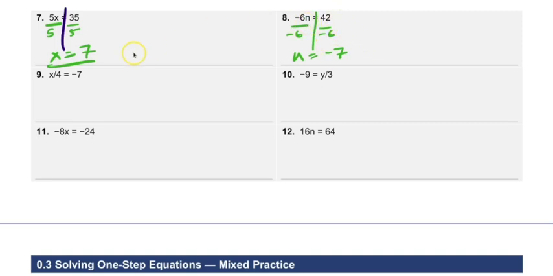That's when you multiply and divide. Over here, I'm actually going to rewrite this to make it look a little nicer. That is x over 4 equals negative 7. So in this case, we're dividing by 4. So we're going to do the opposite. The opposite of divide is multiply. So we're going to multiply both sides by 4.